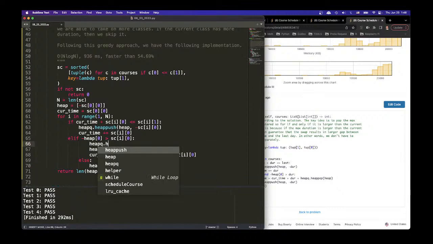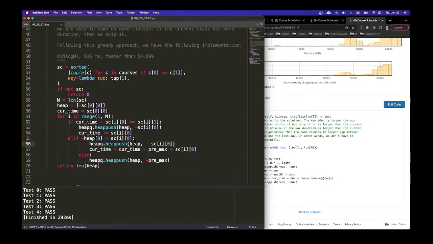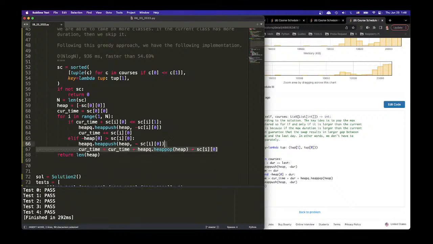heapq.heappop heap, and I push this, and then pop this. And this, we just don't have to push it again, like that. Yeah, now this becomes the same.